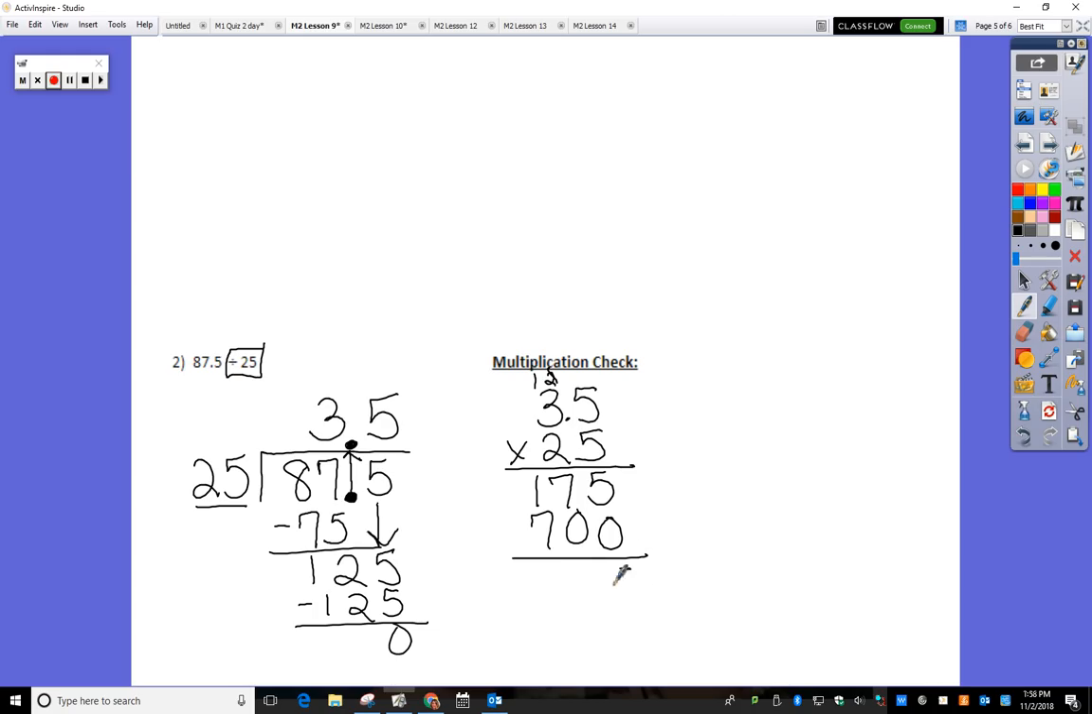Let's hope I didn't make a mistake this time. When I'm multiplying with decimals, remember you have to count how many digits are after the decimal in each of your factors. In this case, there's only 1, which means 1 after the decimal in my product. Those two match, so I should be good to go.